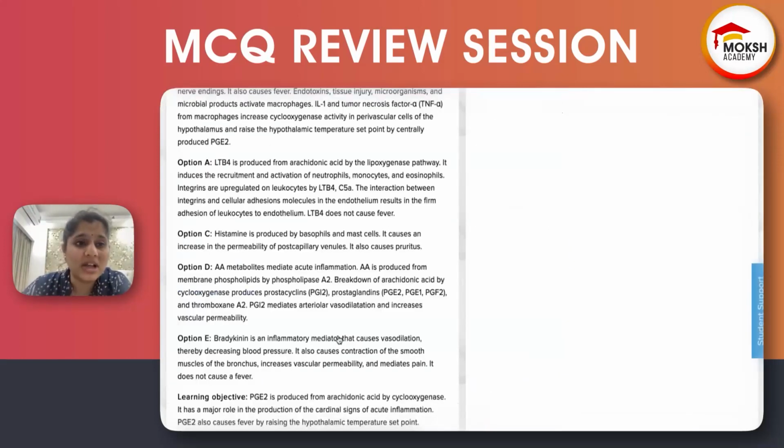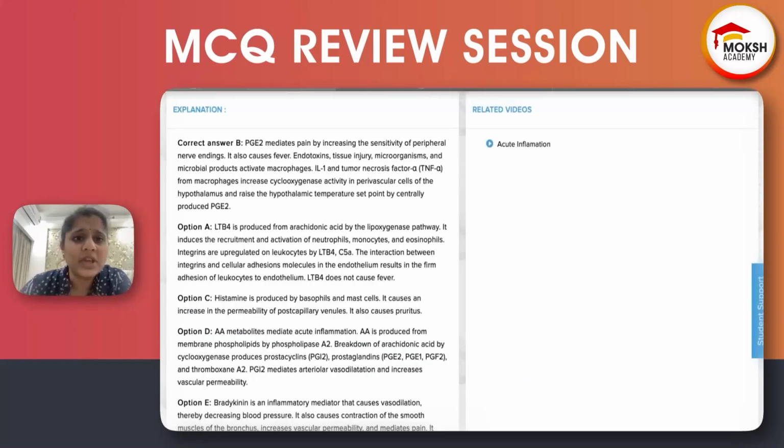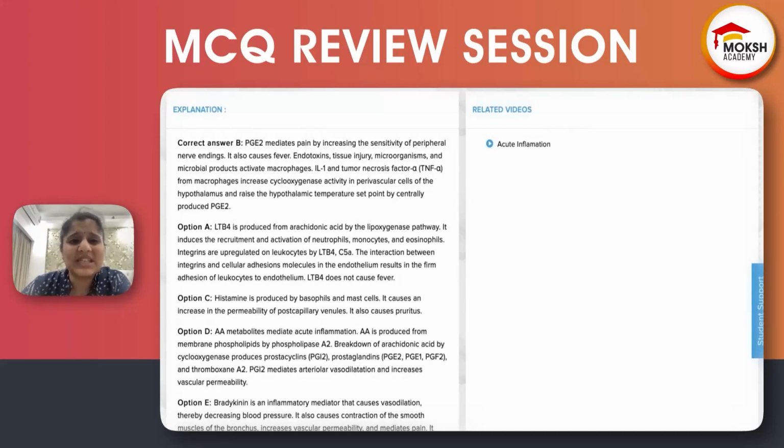Now here they were asking why fever is caused. So PGE2 was the answer. Why? Because this mediates pain by increasing the sensitivity of peripheral nerve endings. It also causes fever. Now, endotoxins, tissue injury, microorganisms, and microbial products activate macrophages. And IL-1 and TNF-alpha from the macrophages will increase COX activity in the perivascular cells of the hypothalamus, and they'll raise the hypothalamic temperature set point by centrally produced PGE2. So PGE2 is involved in temperature setting by the hypothalamus.